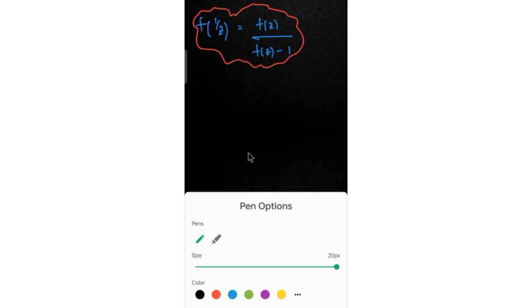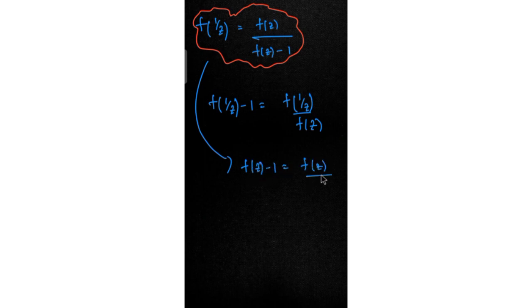So if I just rearrange the parts, I'll be getting f of 1 by z minus 1 is equal to f of 1 by z by f of z, and from here I'll be getting f of z minus 1 is equal to f of z divided by f of 1 by z. Fine. This is what I got.